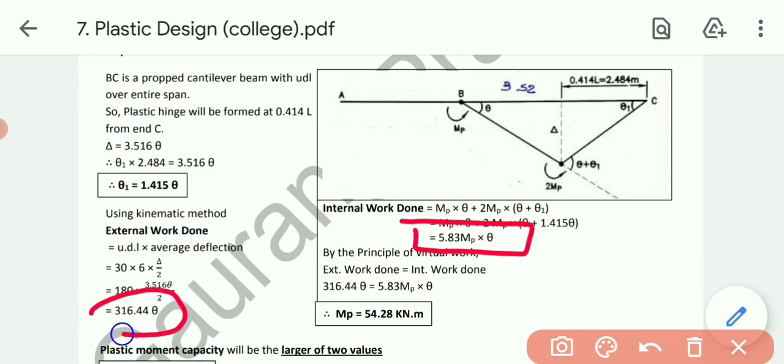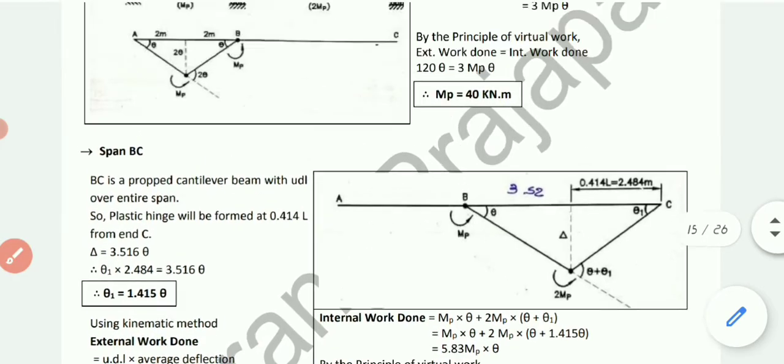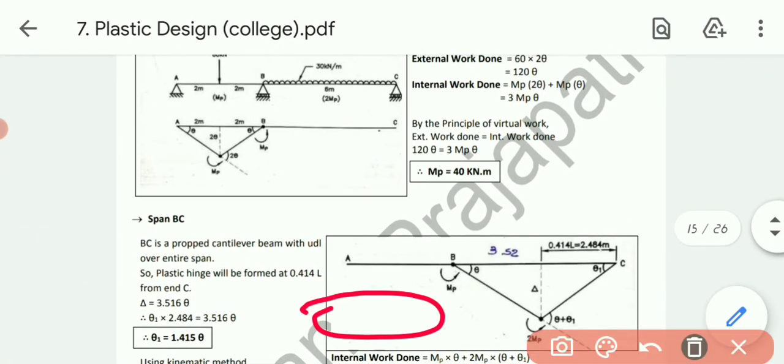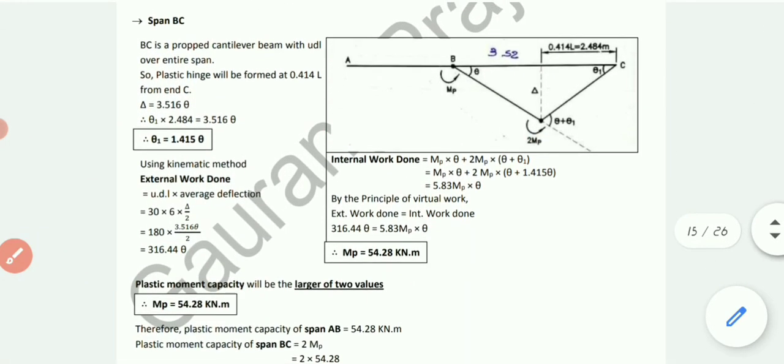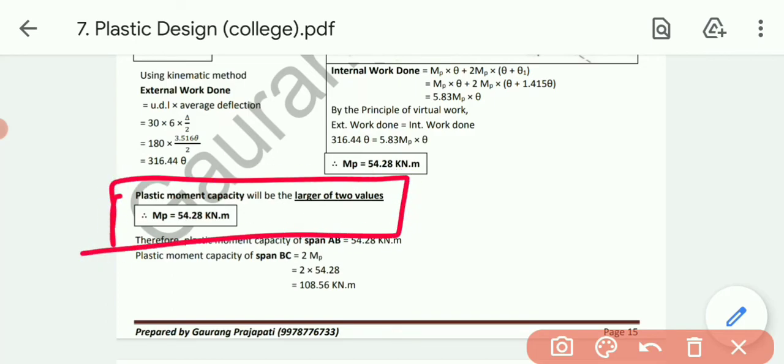So finally we have the external work done as well as the internal. Let's equate both terms. External work done is 316.44 into theta, while internal is 5.83 MP into theta. Solving this, I get the value of MP as 54.28 kilonewton meter. So finally we got the two moments. Span AB's moment was 40 kilonewton meter, while span BC's moment is 54.28 kilonewton meter. The final moment will be, as we discussed in the previous example, the maximum of the two moments. So the maximum moment will obviously be 54.28 kilonewton meter.